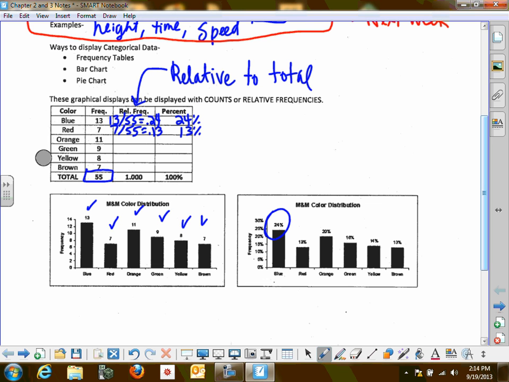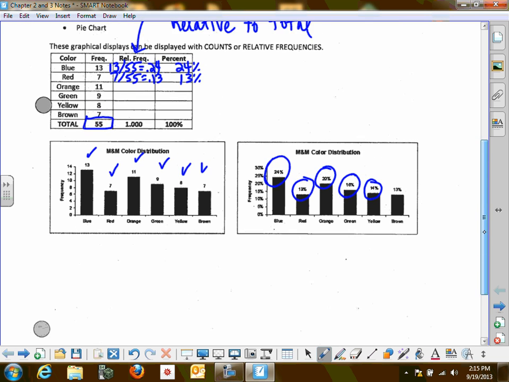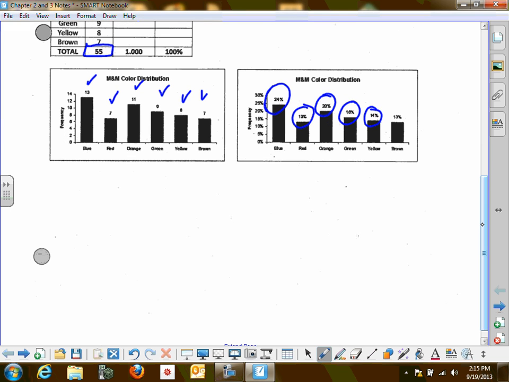You can see that this is the relative frequency or the percent chart. Okay? So fill the rest of those in while I draw a picture, because I'm going to tell you the difference between a histogram and a bar chart. So fill those in while I'm drawing you a little picture here.